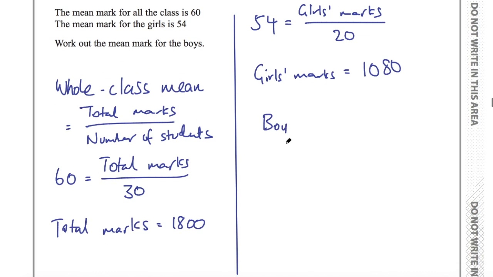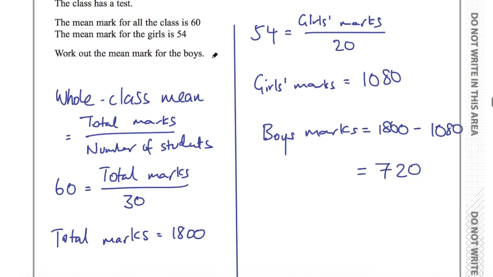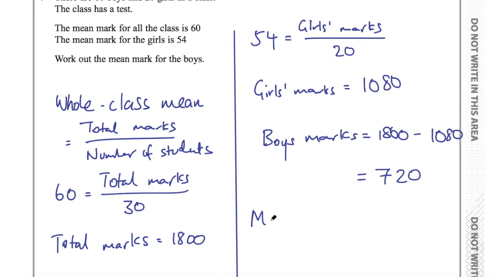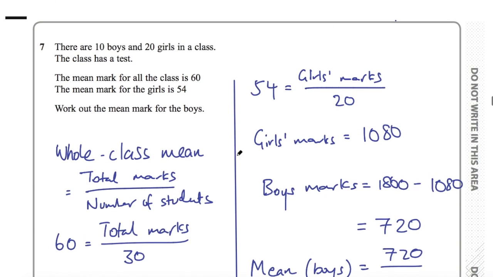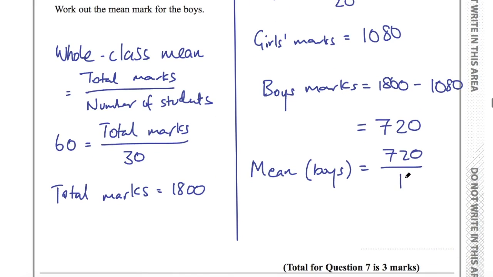And so now we can find out the boys' marks by taking the total of the marks in the class, subtracting the girls' marks, and we get 720 for the boys. And now this will allow us to find the mean mark for the boys. So we can say the mean for the boys will be the total marks for the boys divided by the number of boys there are. So there are 10 boys in the class, so therefore the mean must be 720 divided by 10, which will be 72.